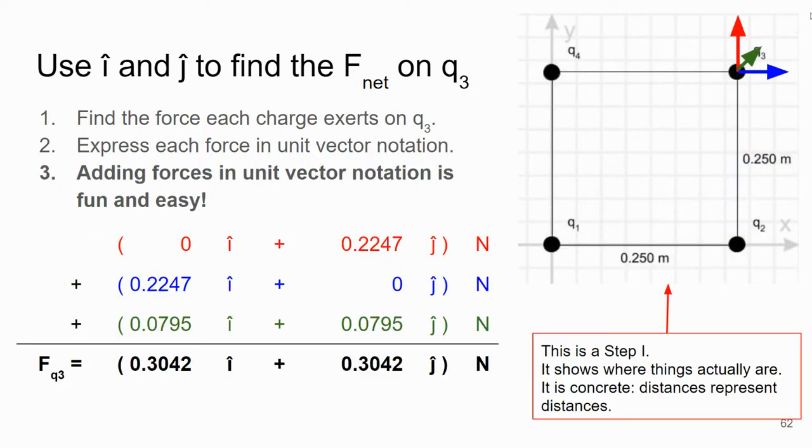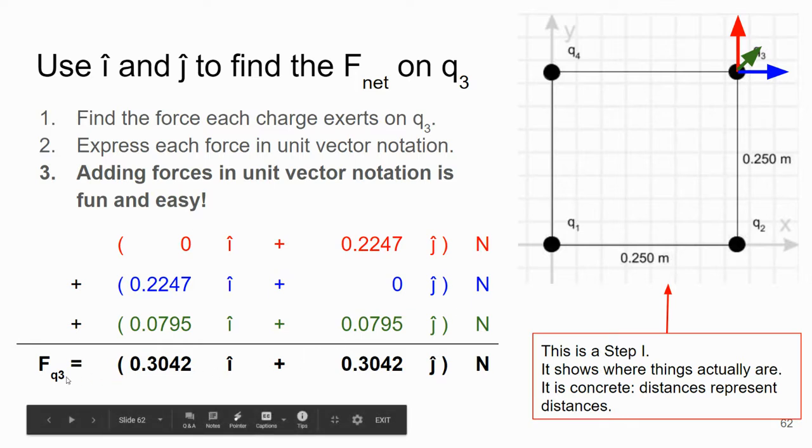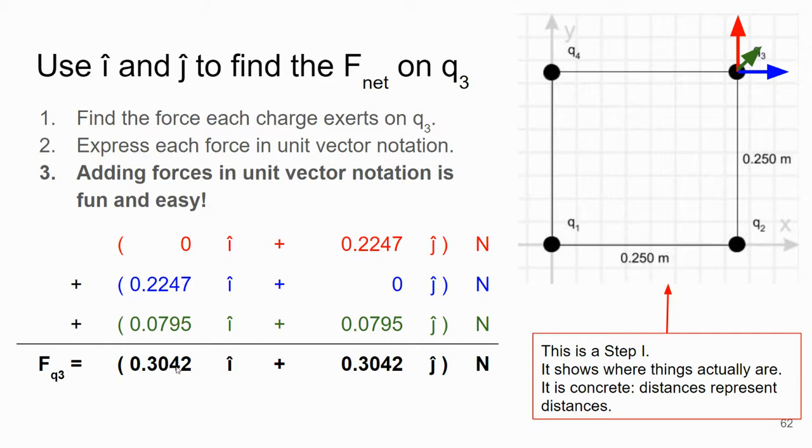Now we have to add all of these forces up, which is very easy to do once you have them in unit vector notation. Just line up the i hats, line up the j hats, add them both down. So we have this. So now we have the total force on charge 3. We have it in unit vector notation. Now remember, we're looking for this ultimately in angle notation. So we're going to have to do some work from here.